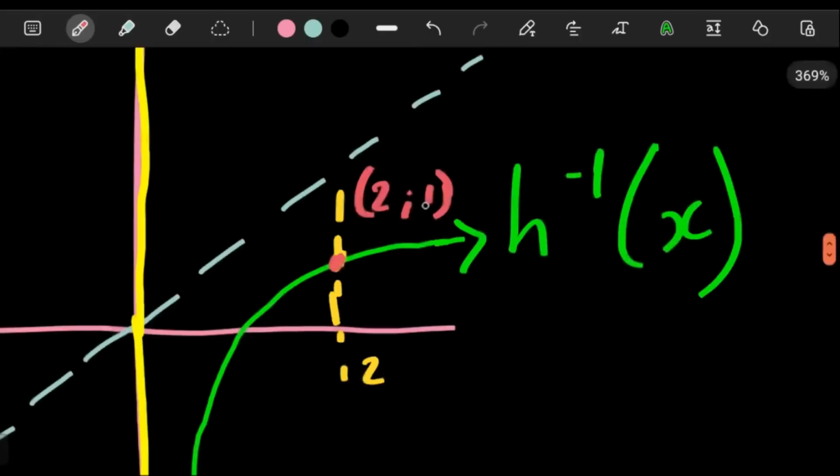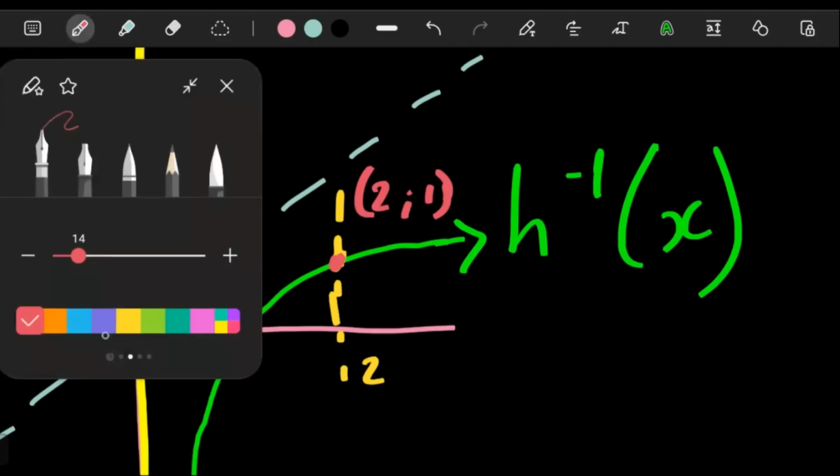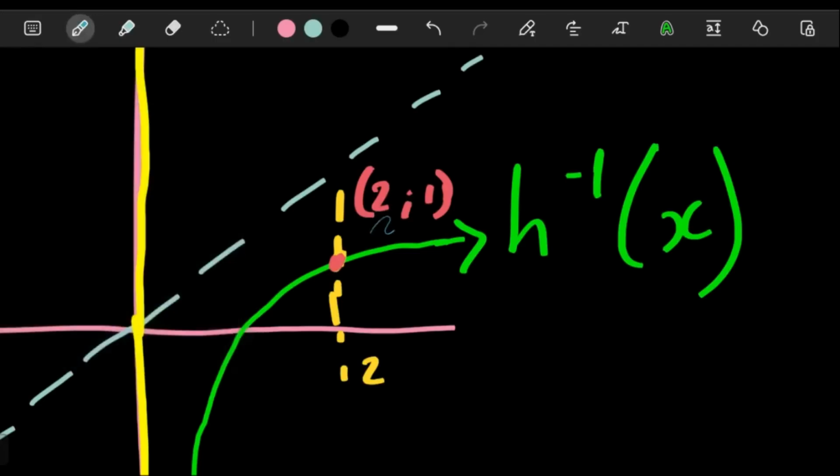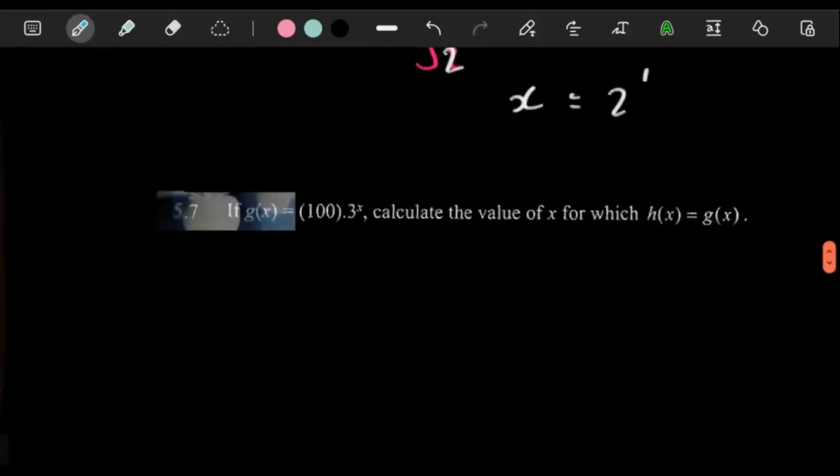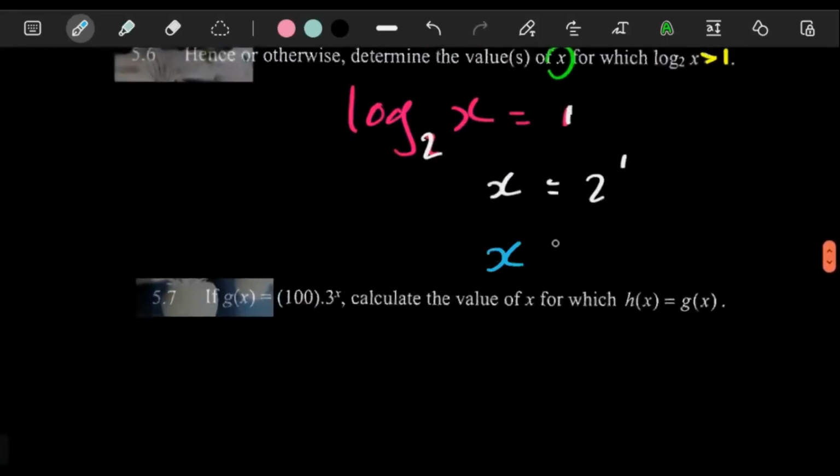So they asked us, where is the graph above positive 1? You see, it's above positive 1 here, going onwards to infinity. That's where it's above 1. So it's above 1 starting from where x is bigger than a 2. So here you can say x is bigger than 2. That's how you can go about this question.